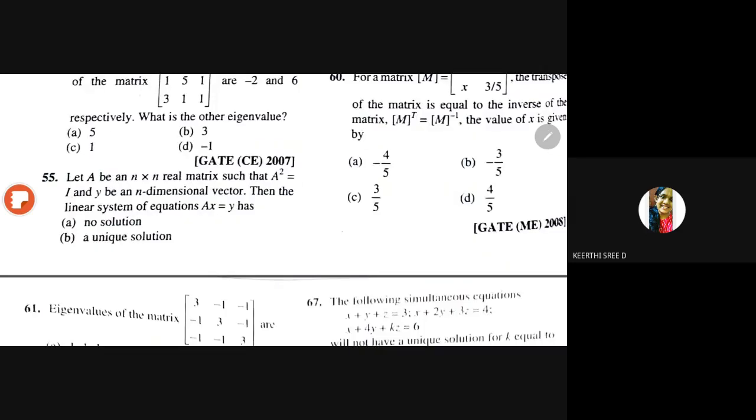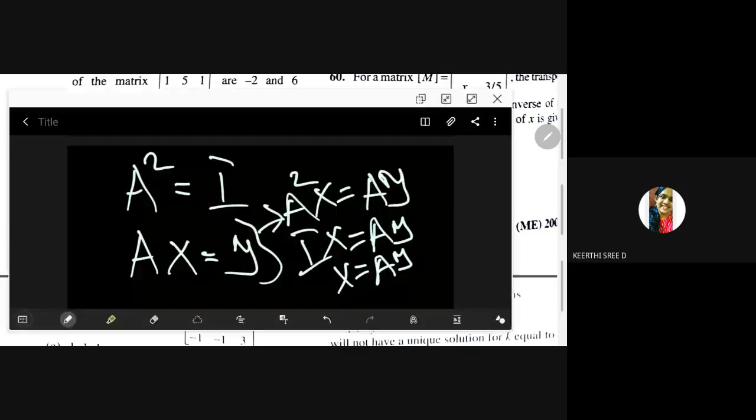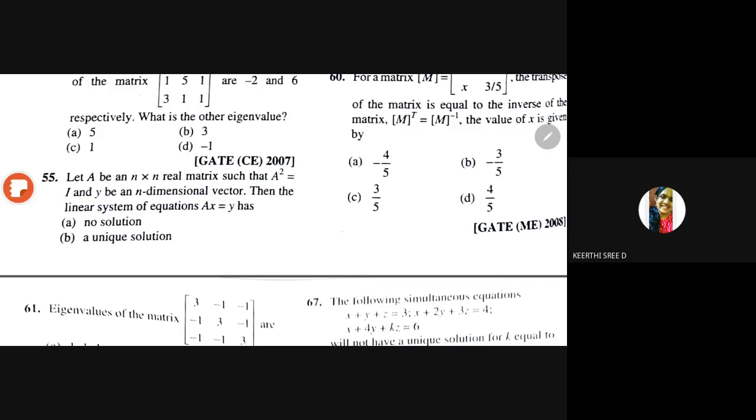I have given a hint here. He has given A squared is I. Ax is equal to y is a very good question here. He is talking about the solutions there. When he gives Ax is equal to y, what is the variable vector? The variable vector is x. y is anything, that is what he says. So what can you conclude? Anyone? I am talking about this question 55. What is your response?